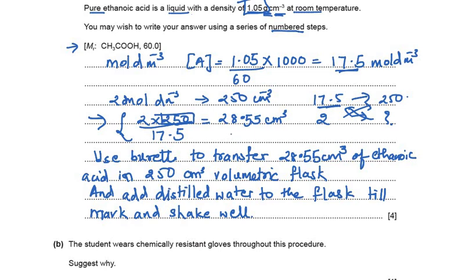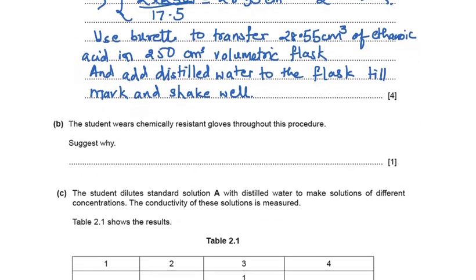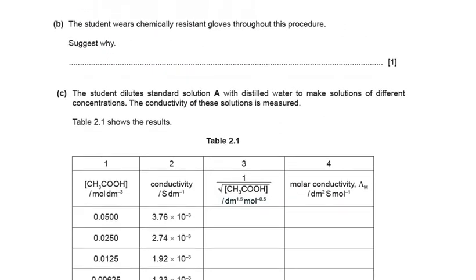Now that is the volume of the solution. Liquid ethanoic acid will be used to make our concentration in a 250 volumetric flask. This is how we are going to calculate by cross multiplication if we are confused.